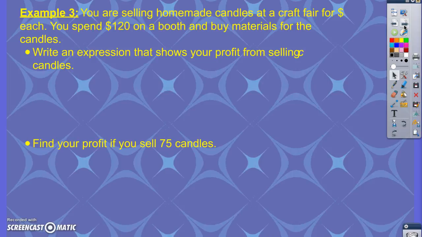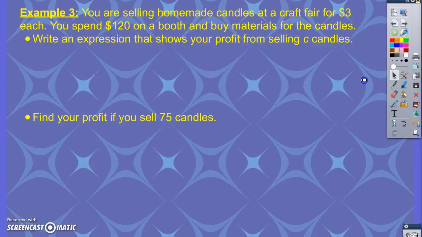You're selling homemade candles at a craft fair for actually $3 each. Sorry about that. My number got cut off. There we go. So let's fix that. All right, so let me start again. You're selling homemade candles at a craft fair for $3 each. You spend $120 at a booth and buy materials for the candles. So the first part is write an expression that shows your profit from selling C candles.